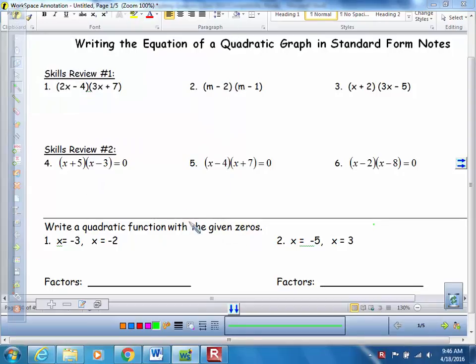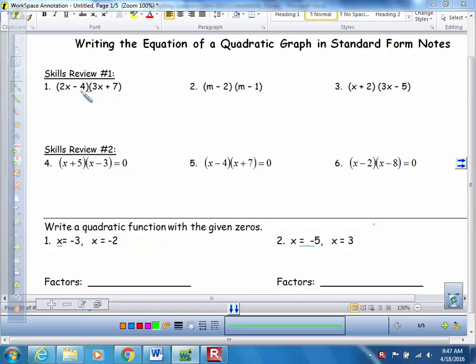The first thing that we need to review before we start is how to multiply our binomials and also how to find what x equals. So in the first part, we're actually multiplying these.